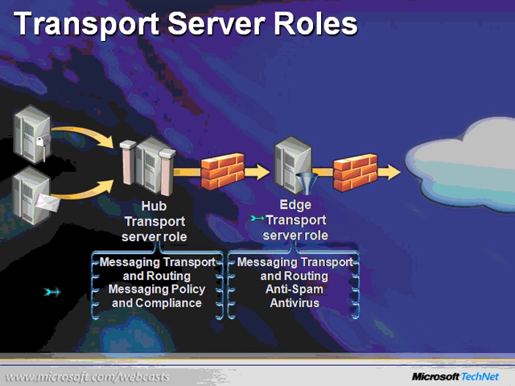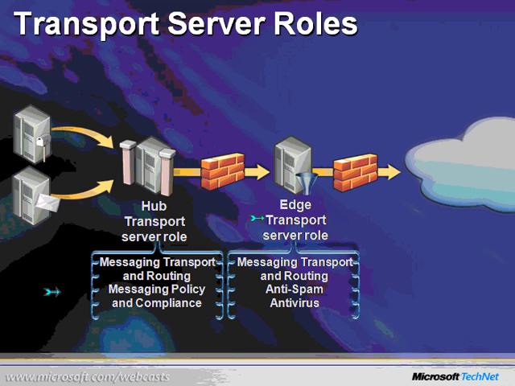Right? On the edge transport server role, though, it does not do any of those hub transport type policies. So you're not going to define a policy on the edge transport that checks for content, in terms of, these two people can't send a message to each other if it has this content in it. You're not going to do journaling on the edge transport server role. So it's not going to do that message compliance like the hub transport server role does.